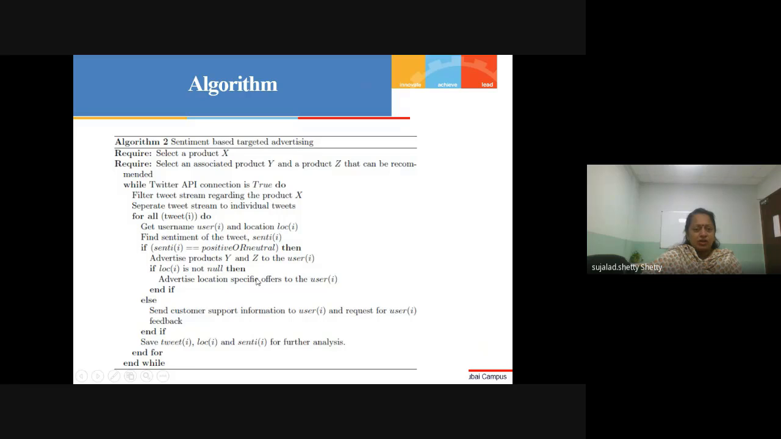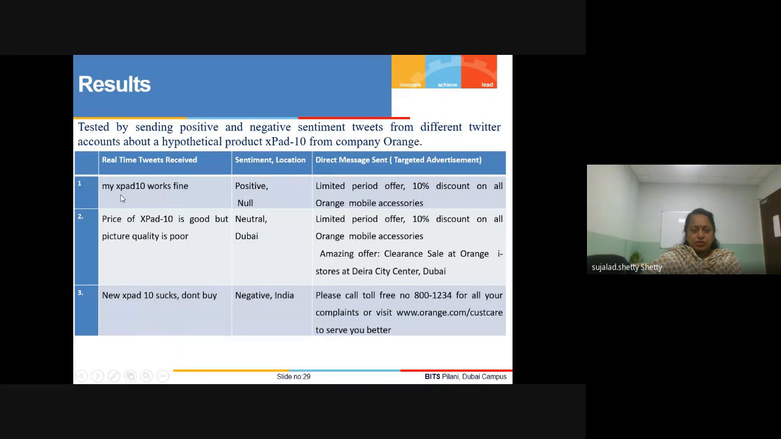So this was the algorithm used: classifying a particular feed or Twitter message into positive, neutral, or negative. A tweet like "my iPad works fine" is positive. Similarly, "this is good, but picture quality is poor" can be identified too. Some words like "failure" or "disappointment" let us classify a tweet as negative, and then we can have some targeted message.